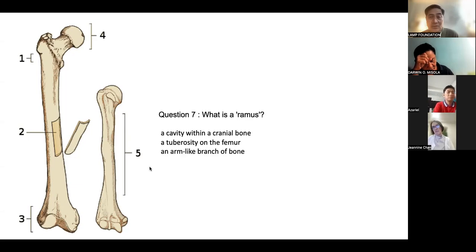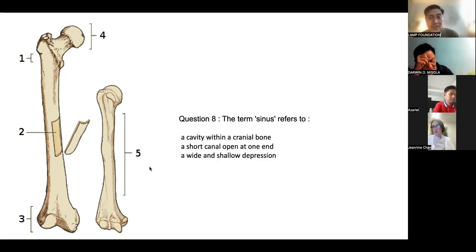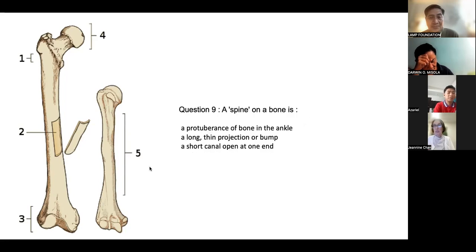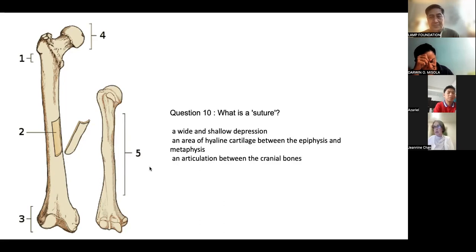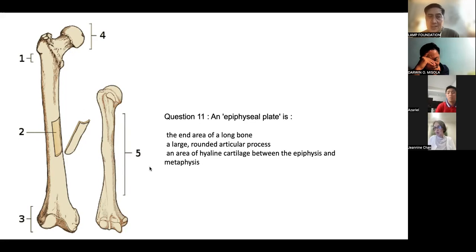What is a ramus? An arm-like branch of a bone. The term sinus refers to a cavity within a cranial bone. A spine on a bone is a long, thin projection or bump. What is a suture? An articulation between the cranial bones. An epiphyseal plate is an area of hyaline cartilage between the epiphysis and the metaphysis.